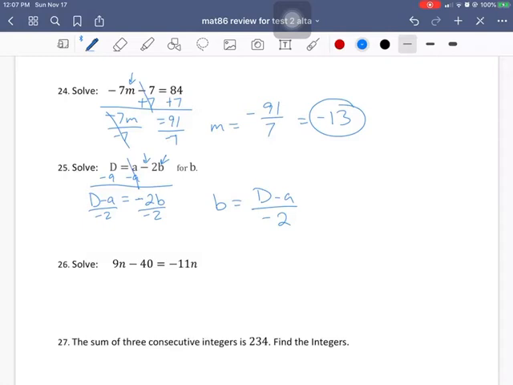Is it negative 2? No, it's not negative 2. Look at this. They have a negative 2 over a negative, which is a positive. That looks better. Okay.